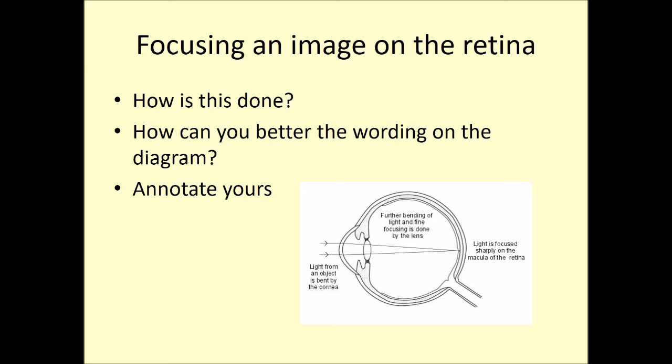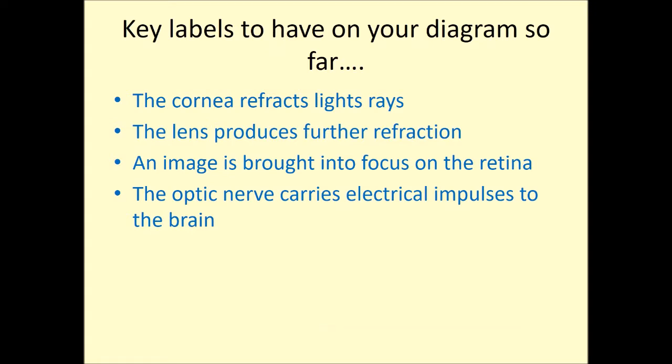Again, the lens produces even more refraction. So further refraction of light happens on the lens. The focusing isn't done by the lens, so it allows the light to focus using a lens, but the lens just refracts the light so that it focuses on the retina. So the back of the eye where that is hitting, that is the retina. So image is brought to a focus on the retina, and then down at the bottom, it says on the right there, doesn't it? Light is focused sharply on the macula of the retina. So just saying that light is refracted and focused on the retina is perfect. And then at the bottom, we've got the optic nerve carries the electrical impulses. And there are the words you should have added to your diagram.